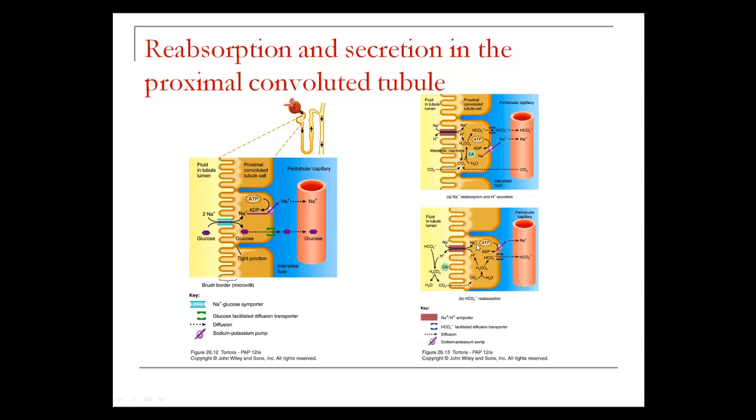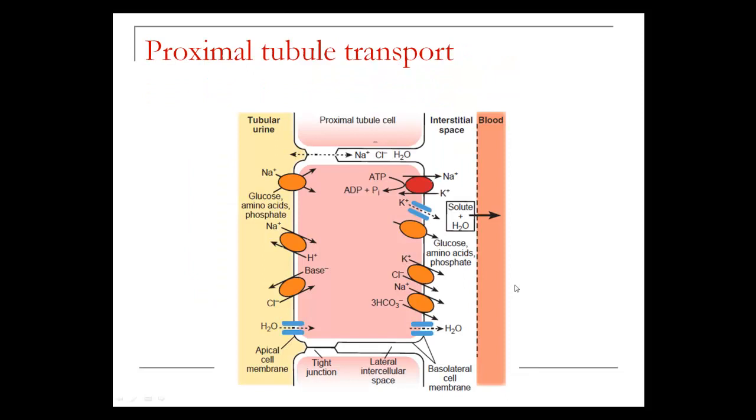Inside the cell I have carbonic anhydrase, and the carbonic anhydrase will take carbon dioxide and water and will form HCO3 and hydrogen ion. The hydrogen ion will go out again to continue the same thing we talked about earlier. The HCO3 has a channel here which goes from the cell to the interstitial space, and from the interstitial space to the capillary space. Okay?